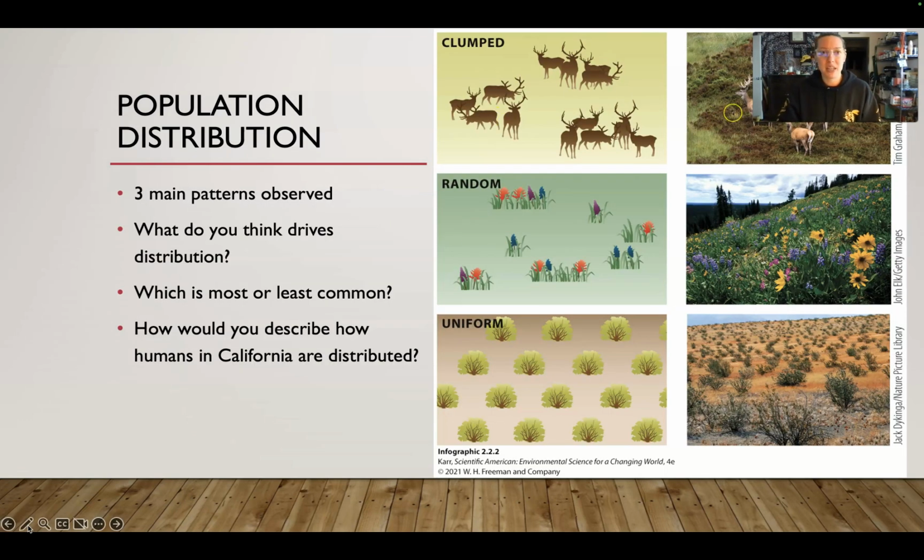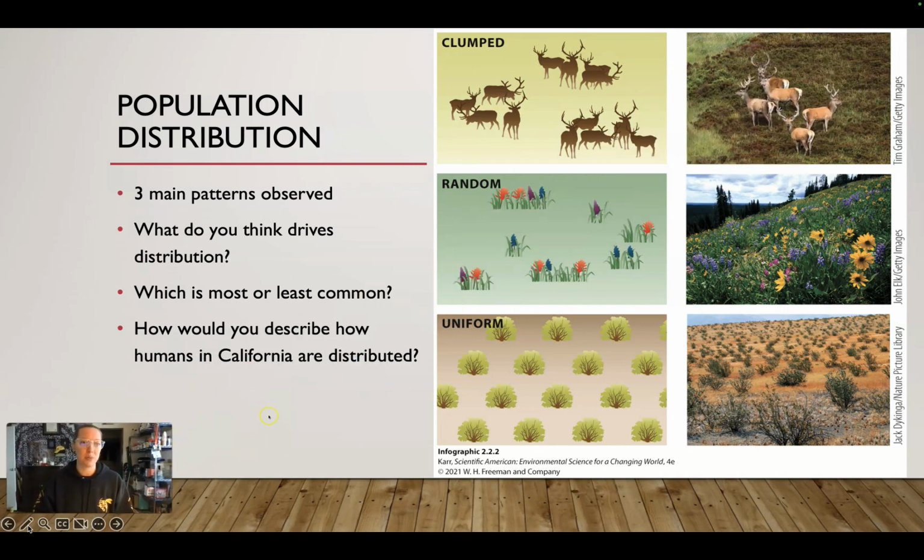Also, distribution has a pretty large impact here as well. So these are the three main patterns that are observed. So what do you think drives this distribution? Which do you think would be the most or least common? And how would you describe how humans in California are distributed?